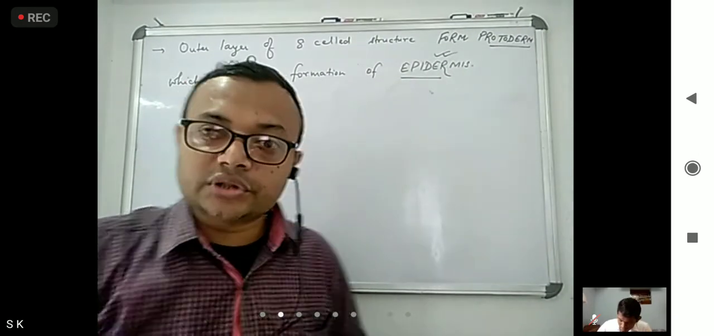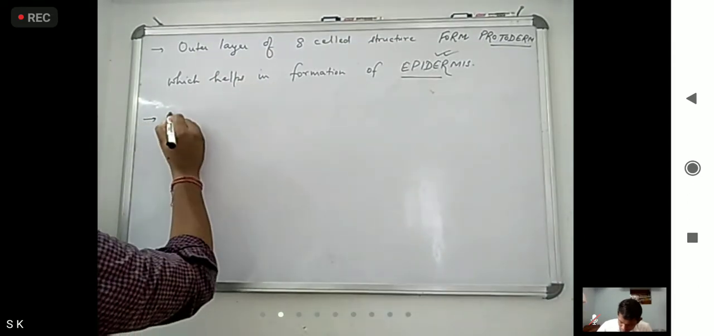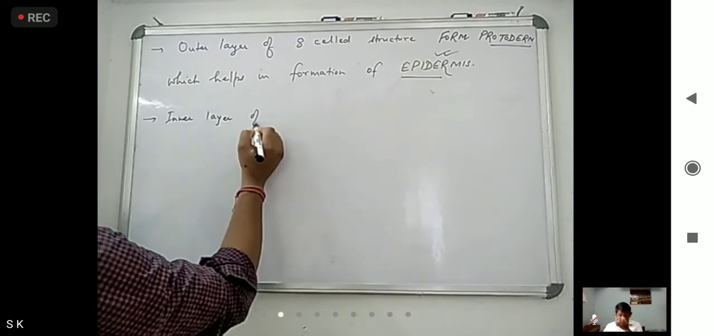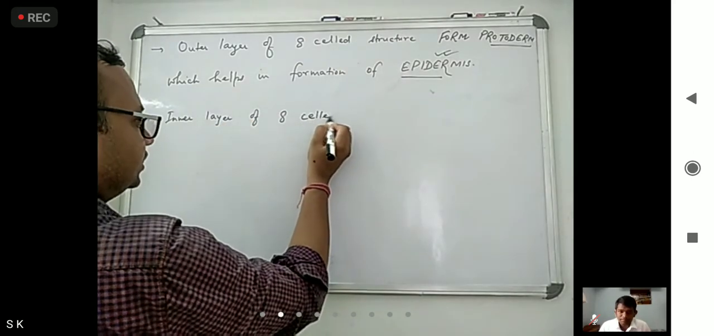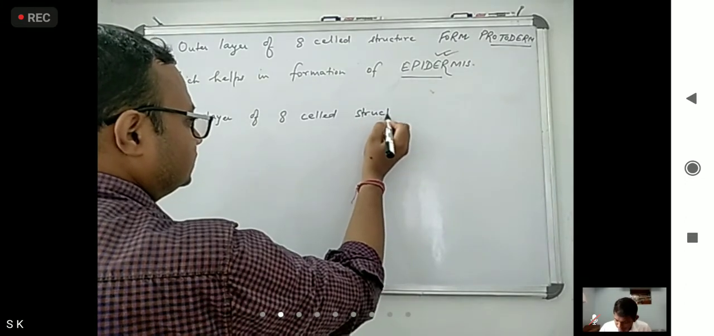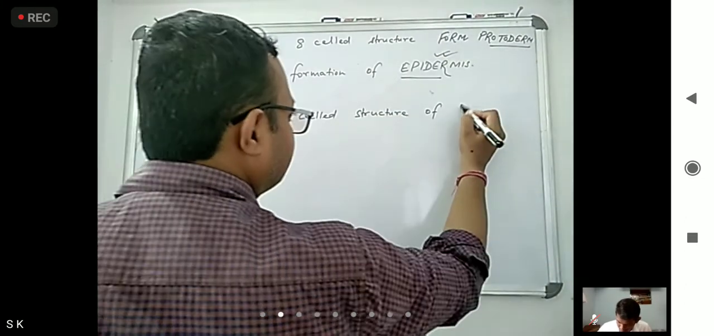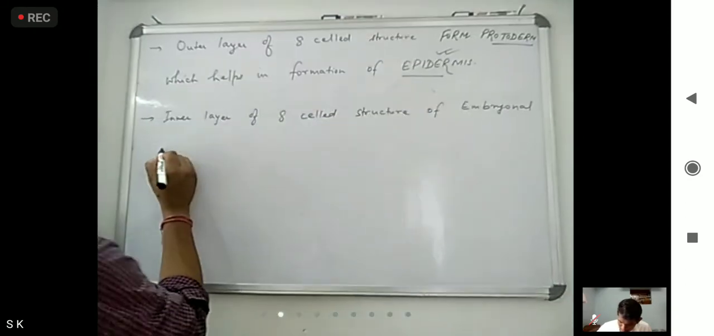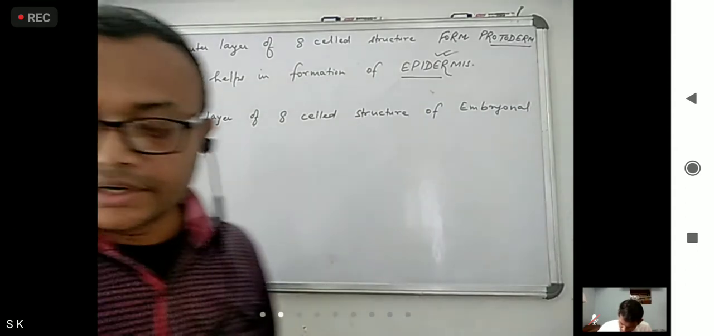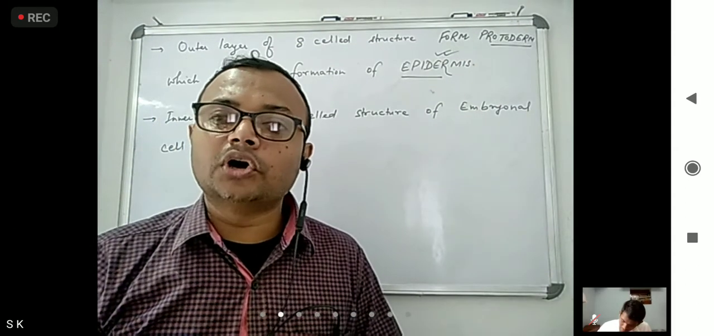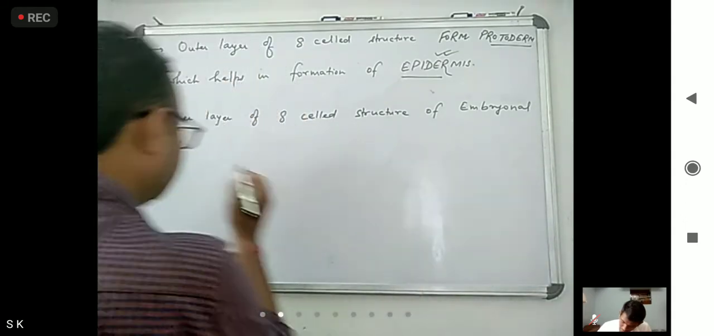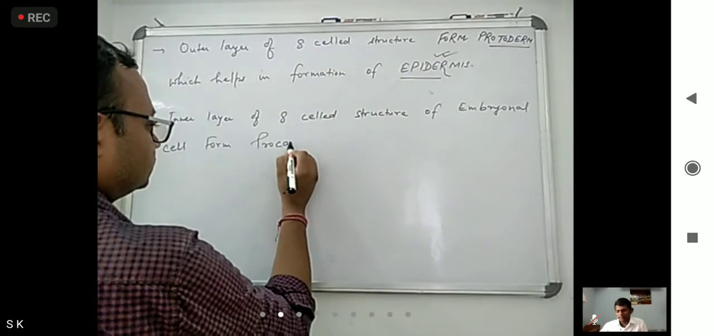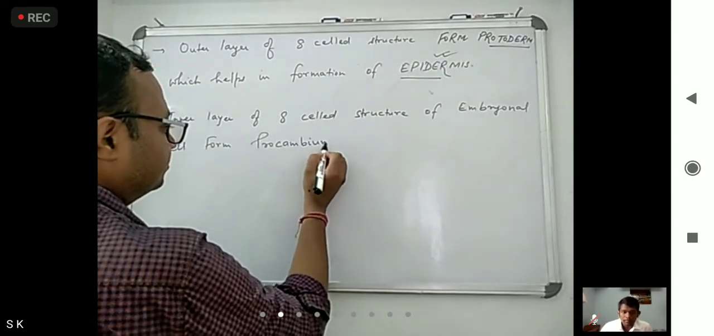And inner layer also there. So inner layer of 8-celled structure of embryonal cell, what they are doing? So this helps in forming of procambium. Okay, so form procambium. What they are forming?